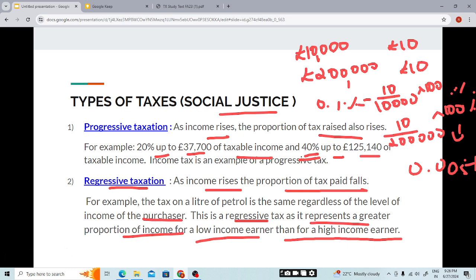Then types of taxation: progressive tax, as your income rises the proportion of tax rises. Regressive tax, as your income rises the proportion of tax paid falls. For example, on a liter of petrol, if you earn 10 lakh pounds, you still pay 10 pounds tax. If you earn 2 lakh pounds, you pay 10 pounds tax.